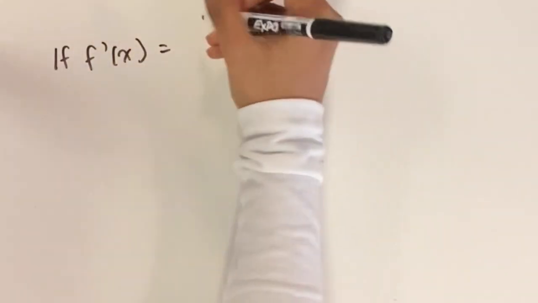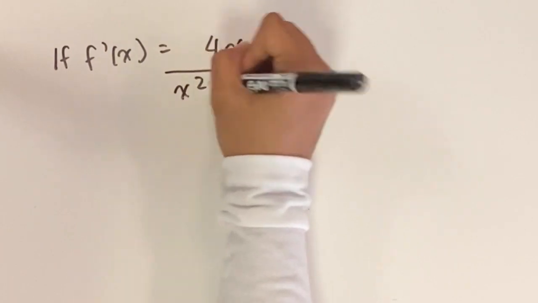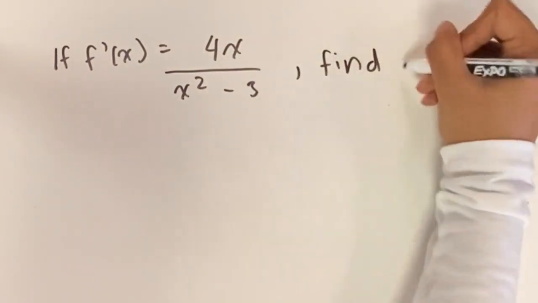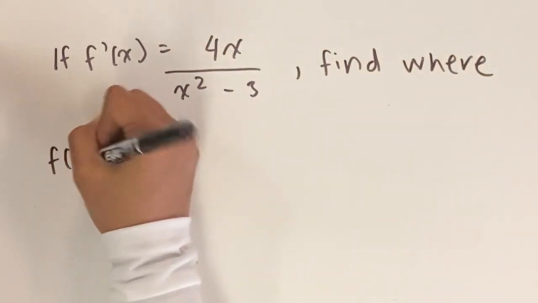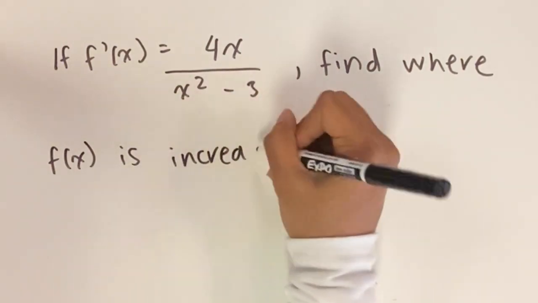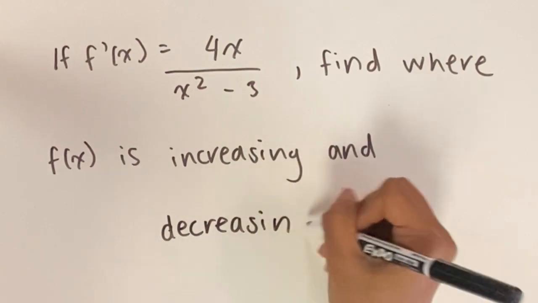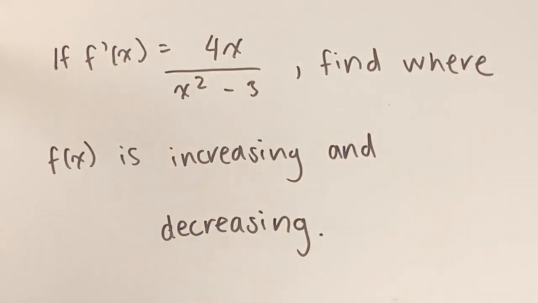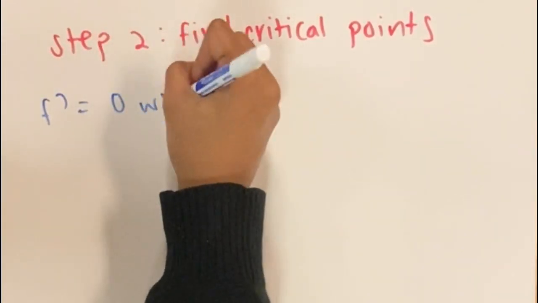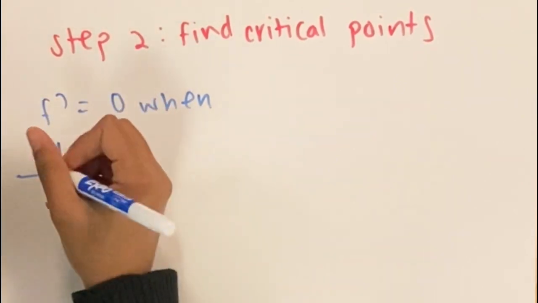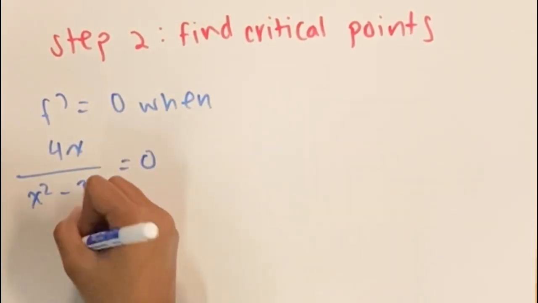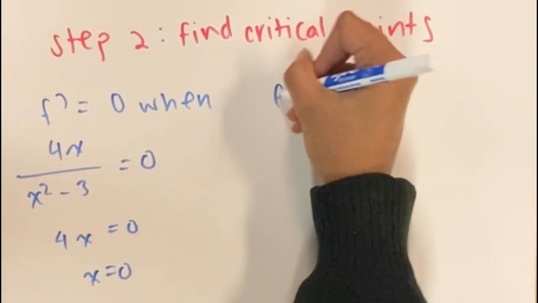Example 3. If f prime of x equals 4x over x squared minus 3, find where the function f of x is increasing and decreasing. We can find the critical points now. Set f prime equal to 0 and solve for x. This gives us x equals 0.